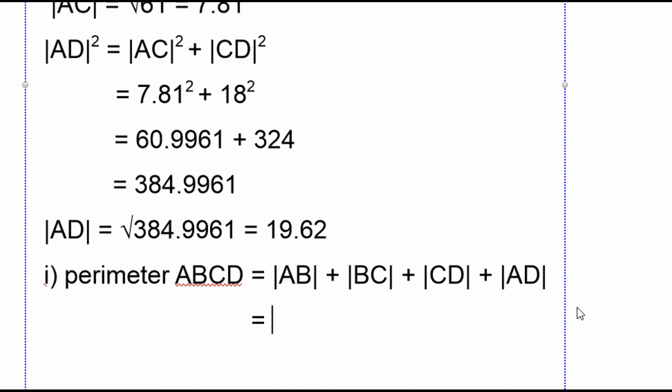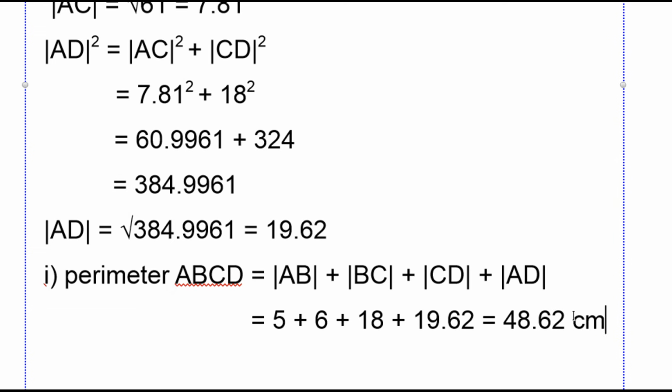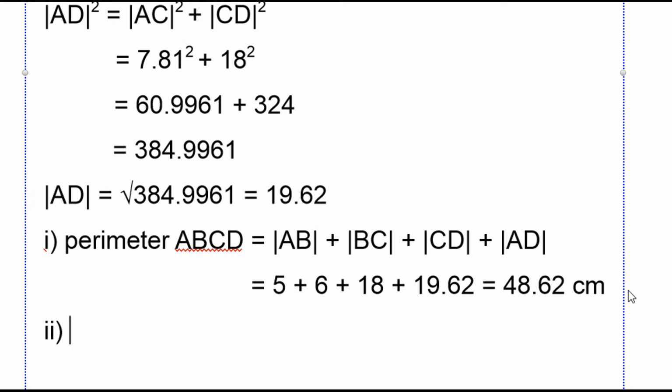This equals, what is AB? 5, plus, what is BC? 6, plus, what is CD? 18, plus, what is AD? 19.62. This sums up to what? 48.62 centimeter.